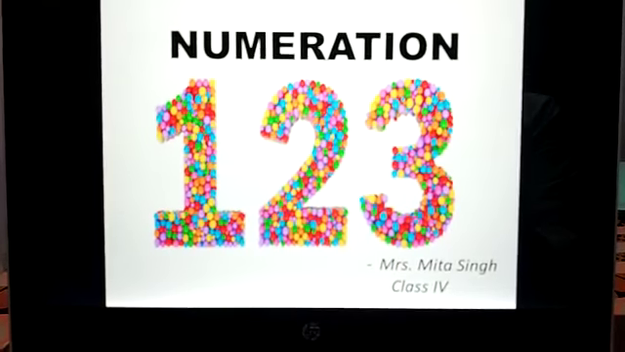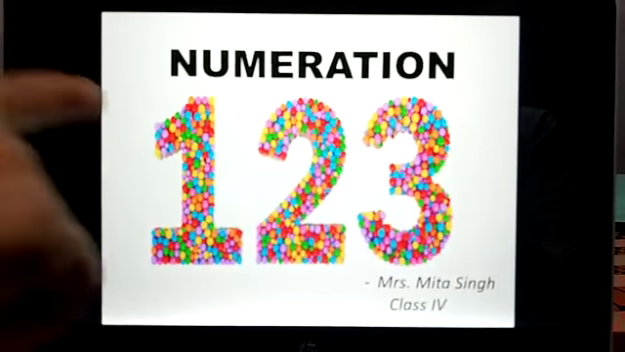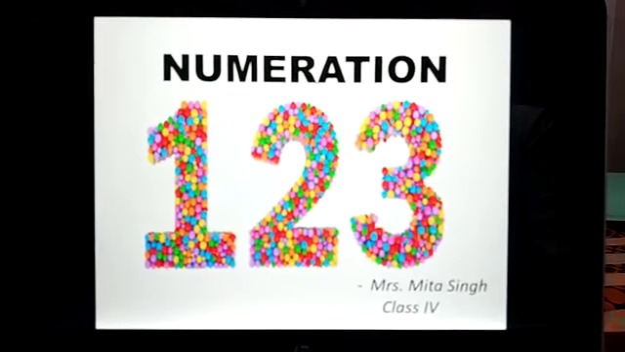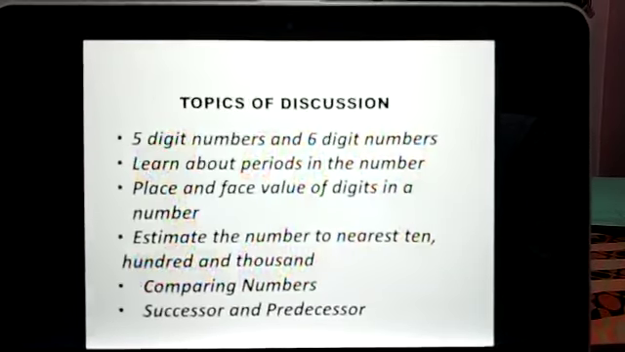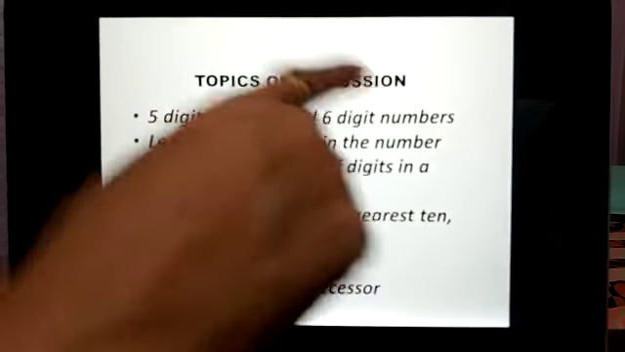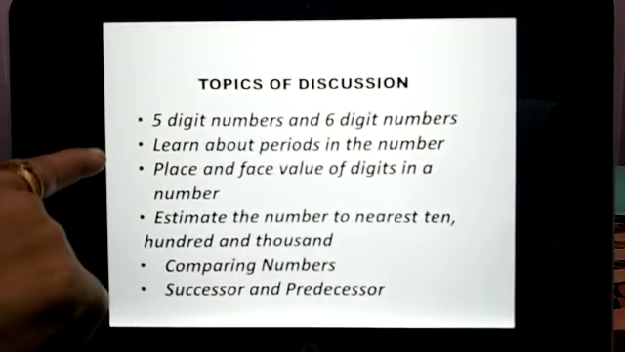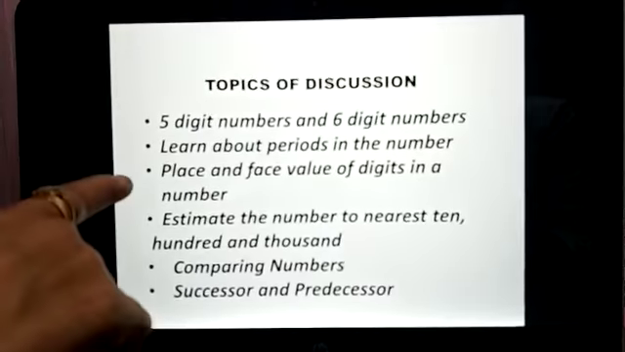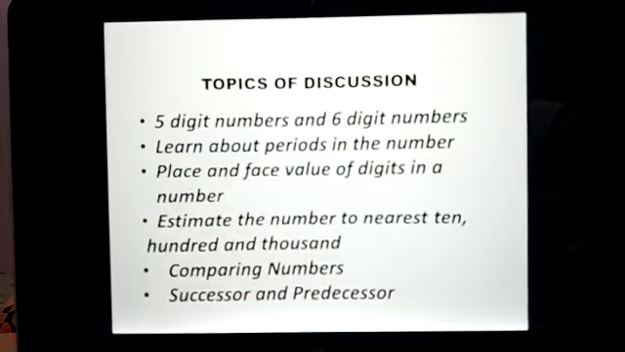Today we are going to study the chapter Numeration, and the topics that we are going to deal with are 5-digit numbers and 6-digit numbers, learning about the periods in the number, and the place value and face value of digits in a number.